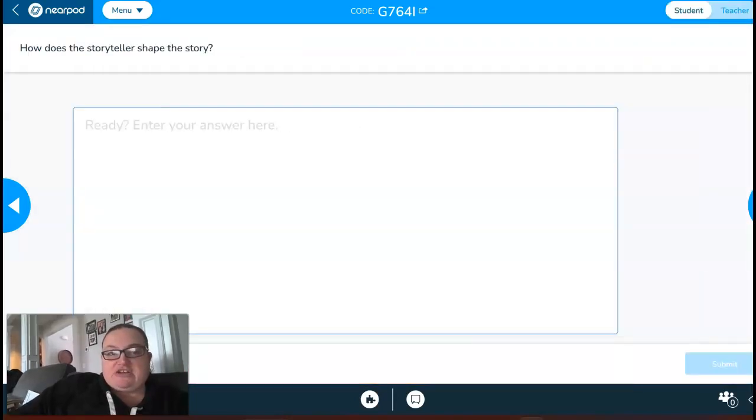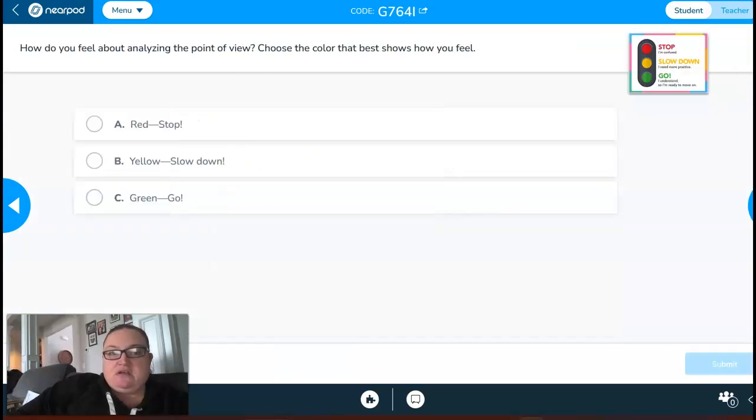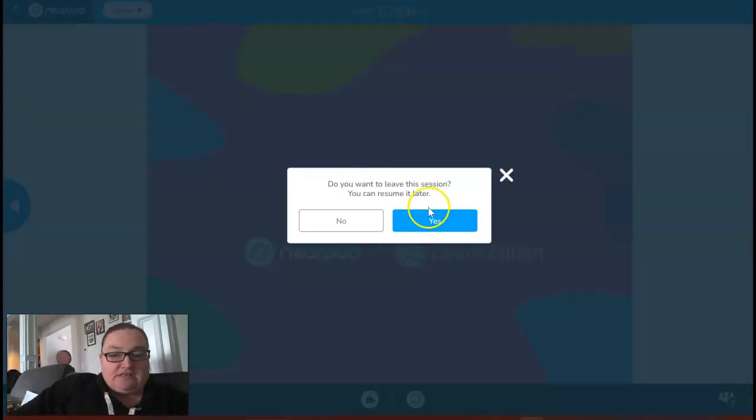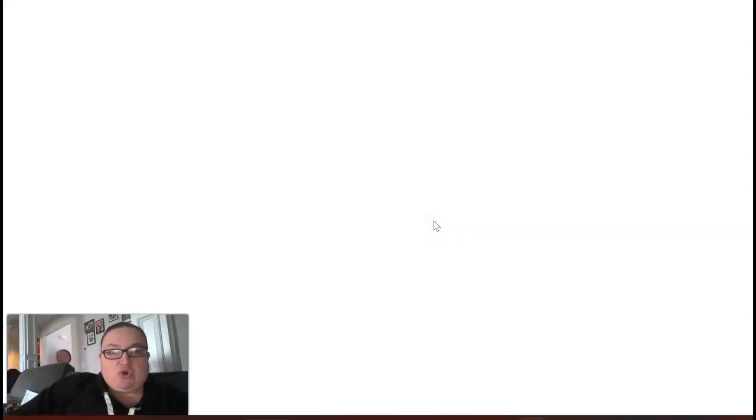And then a reflection is, how does the storyteller shape the story? And then how do you feel about it? Red means stop, means they don't understand. Green means go. And I would hope the majority of my students is on green at this point of the lesson. And then I would be able to see their lesson. I feel like Nearpod would be a perfect example of technology to use in whole group or as independent work.